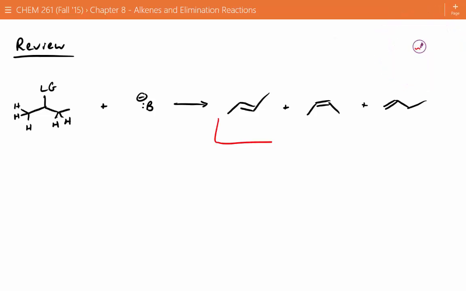What do we call these two products? It was named after a chemist. Zaitsev. And then this one was our Hofmann product.